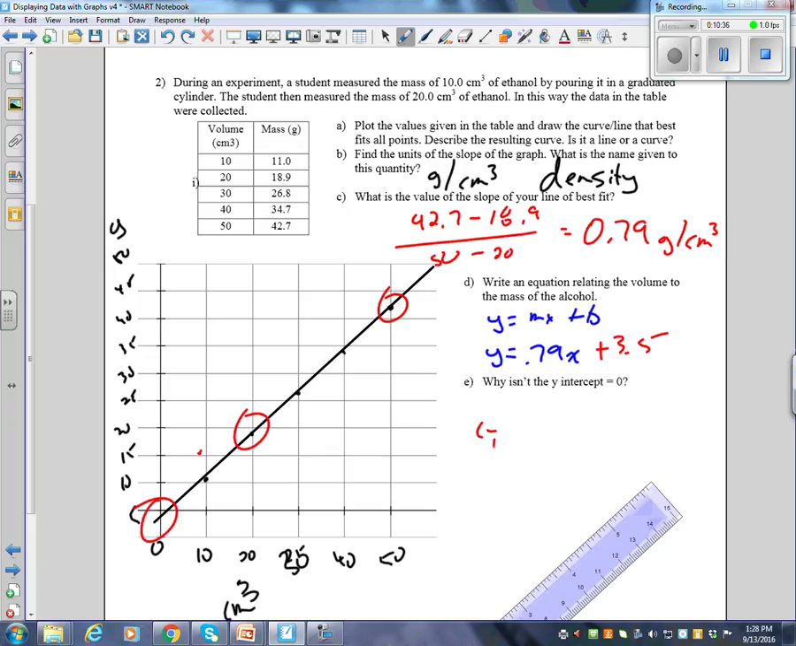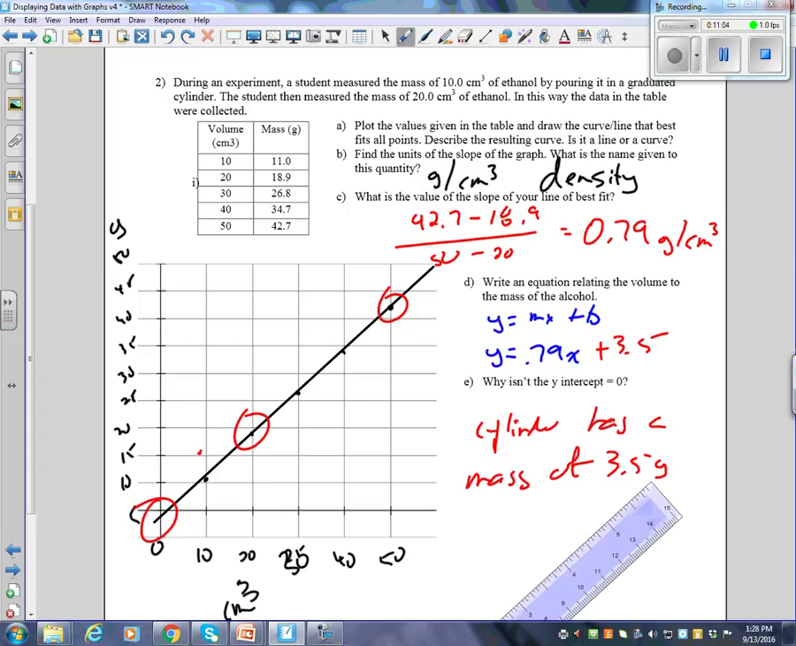Exactly. The cylinder has a mass of 3.5 grams. What should the student have done? Subtracted the weight of this. They should have weighed the cylinder to begin with and either subtracted it every time or what we call zero the balance. You put the cylinder on, you press the button, and it zeroes it. It sets it to 0.